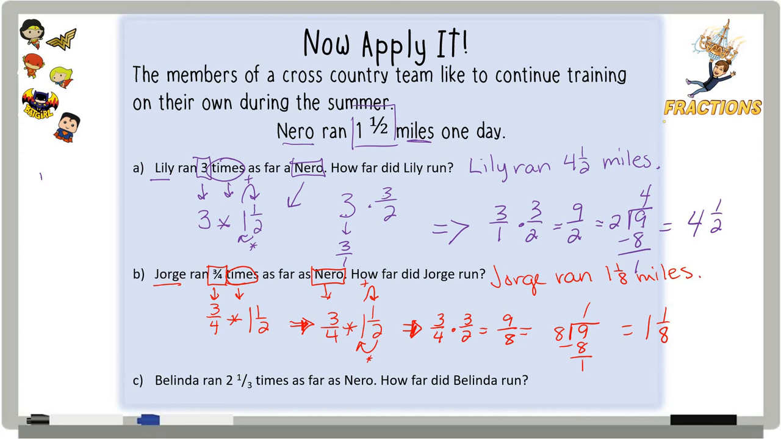All right, and then we have Belinda. Belinda ran 2 1/3 times as far as Nero. So how far did she run? Obviously, I'm running out of space here, so I'm going to come up off to the side, and I'm going to change my ink color because I forgot. So we're doing this one in green. If you have colored pencils, this is a great time to use them. So again, this is 2 1/3 times Nero's, and we know Nero's was 1 1/2. Both of these are mixed numbers, so I have to make them improper.